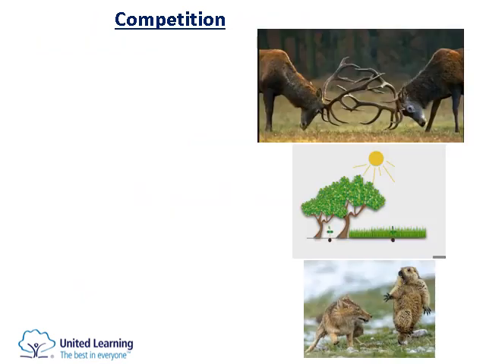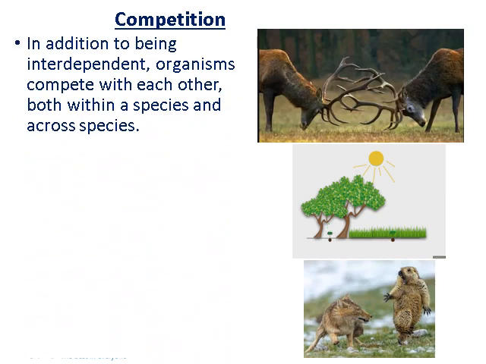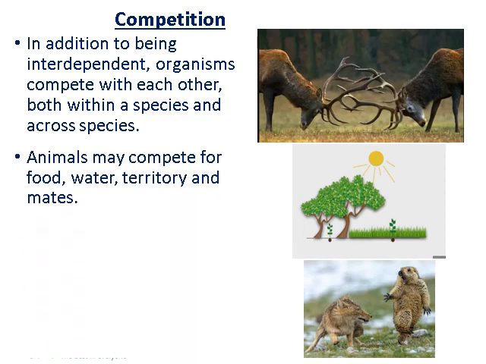New content for this week: competition. In addition to being dependent on each other within an ecosystem, organisms have to compete with each other, both within their species, like in the image at the top, or across species, like the other two images. For example, the tree and the grass are both in competition for the sunlight. You need to know that animals compete for food, water, territory and mates. I would make a note of that because it is a recurring theme throughout the rest of this topic.